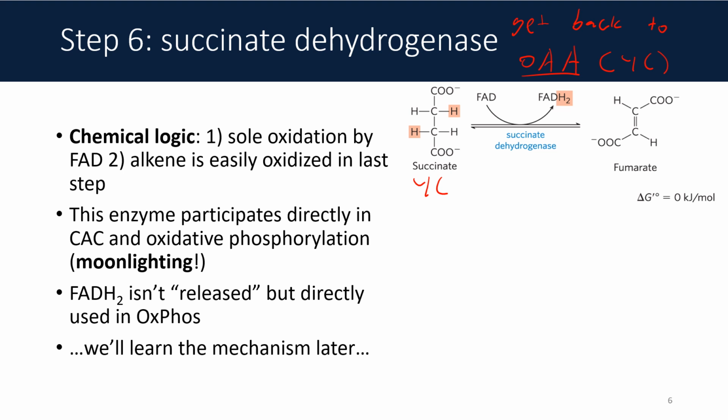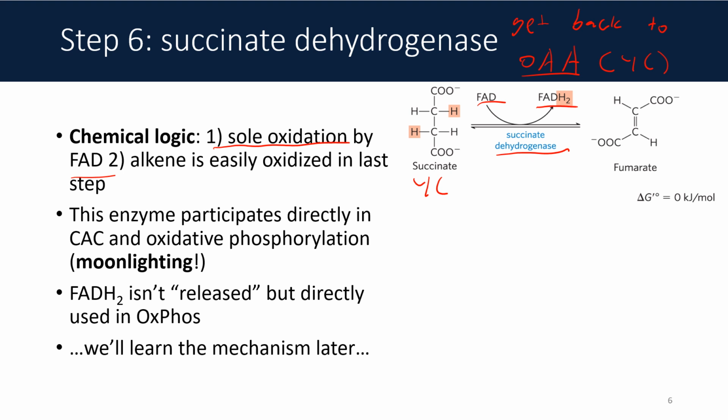The enzyme that's going to catalyze step 6, succinate dehydrogenase, is also a really interesting one for a couple of reasons. Let's talk about succinate dehydrogenase's chemical logic first. It's twofold. Part 1, it's going to be the sole instance of oxidation by FAD. The cofactor you're probably used to at this point is NAD+. That is the entity that is removing hydrides from our metabolites. Now we're going to change things up and use FAD to form one equivalent of FADH2.